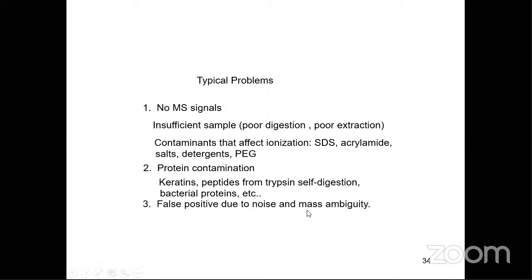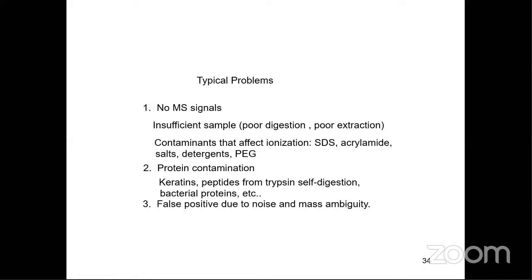False positives due to noise and mass ambiguity. Like I said, in ESI you may get different peaks based on how much charge it acquires. So that's a mass ambiguity. Noise: there could be a lot of noise. So we may have to repeat some of these analyses many times to see whether they are consistent, whether false positives are coming. So these are typical problems in our MS analytical work.